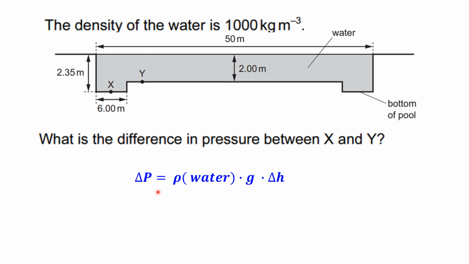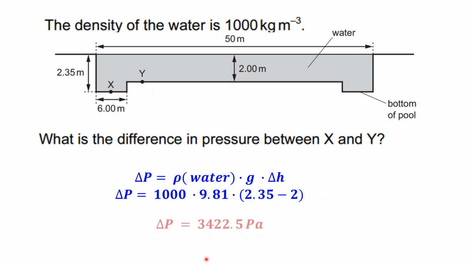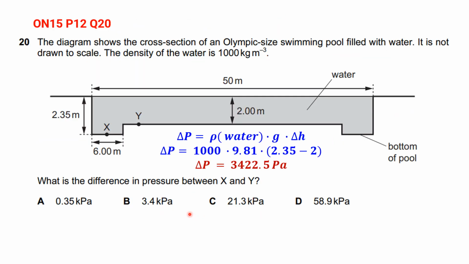To calculate this, we need to use the formula of pressure in liquid. It is the density of the water, or the liquid, in this case water, times g times the difference in height. So the difference in height here, X is at 2.35 and Y is at 2. So 2.35 minus 2. So the answer of the product of all those three elements here is 3,422.5 pascal. The best match is the answer B.